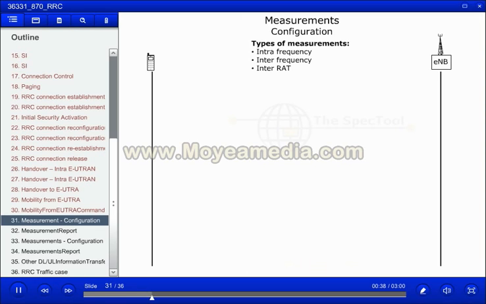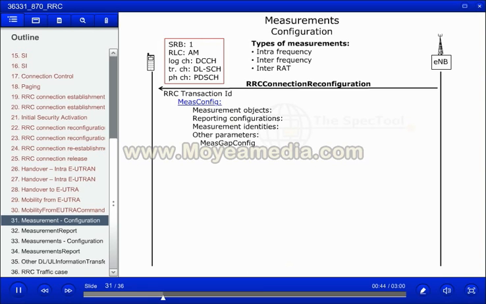The UE will be informed about the measurement configuration through the RRC connection reconfiguration message, including the MeasConfig information element. Here, the list of measurement objects, reporting configuration, and measurement identities are included.